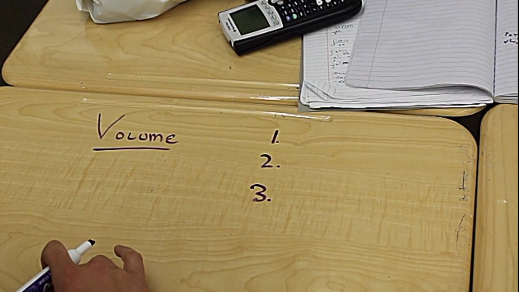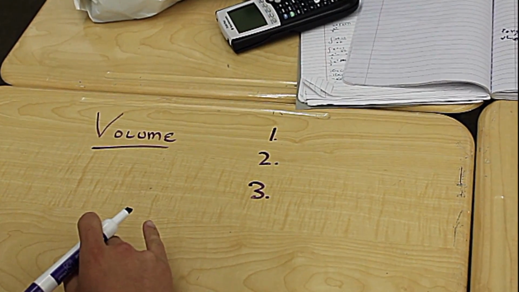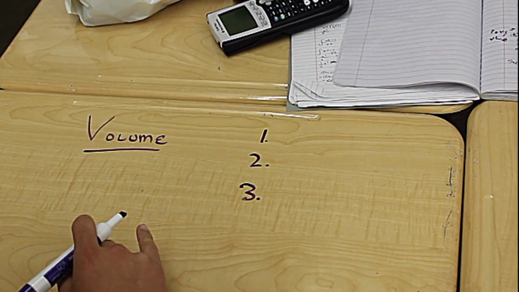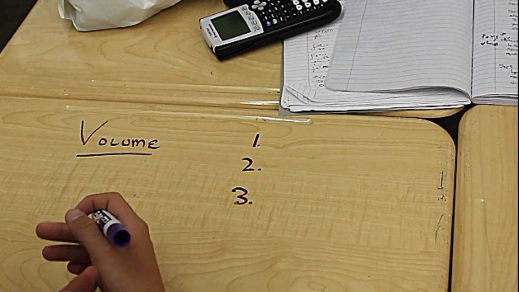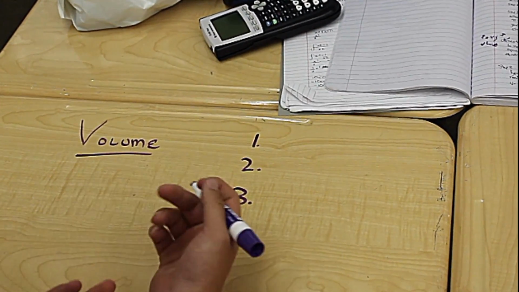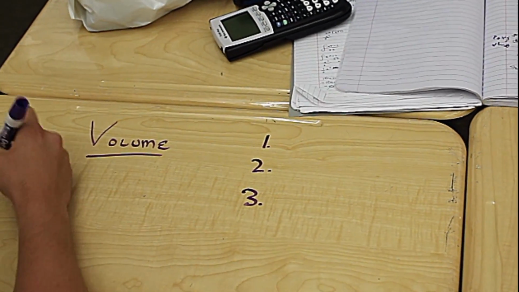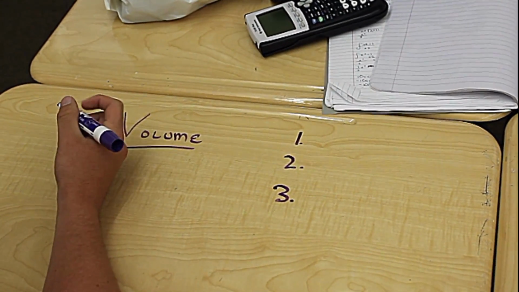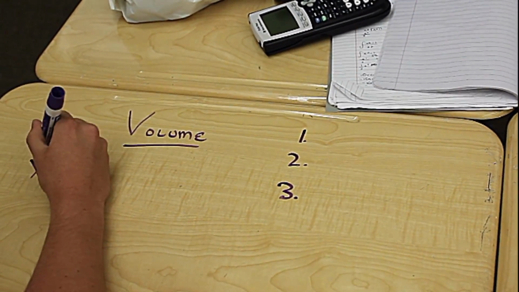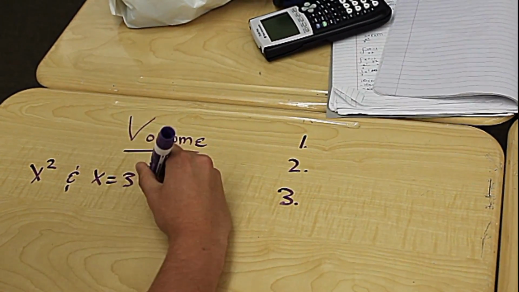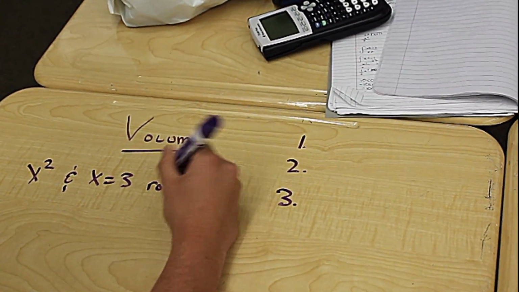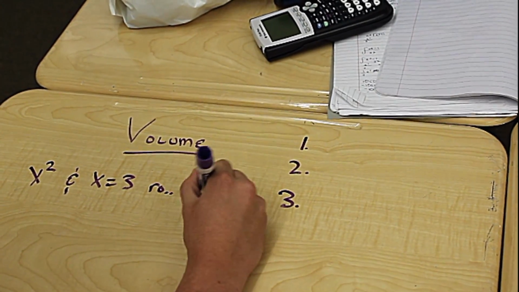Alright, so today we're going to explain how to do volume in calculus. First of all, we're going to go over what a problem looks like and then the steps to solve it. The first problem we're going to do is: find the volume when y = x squared and the line x = 3 are rotated around the x-axis.